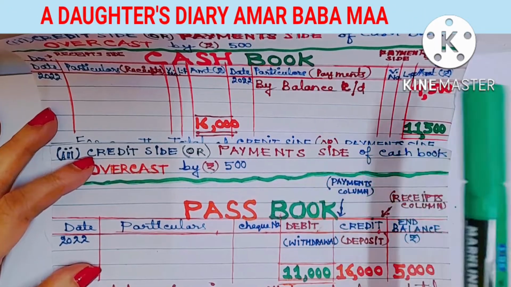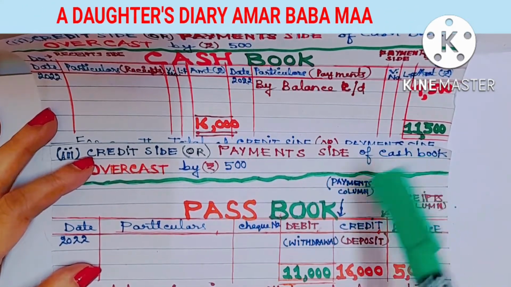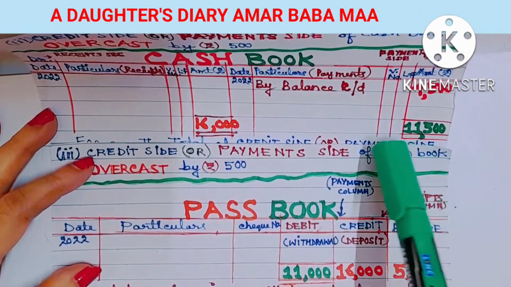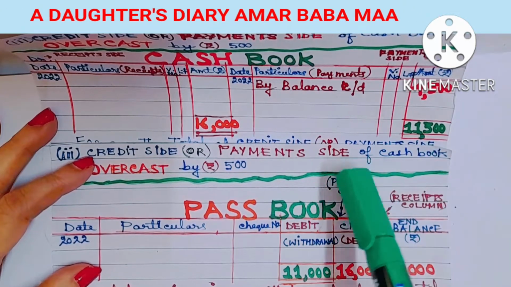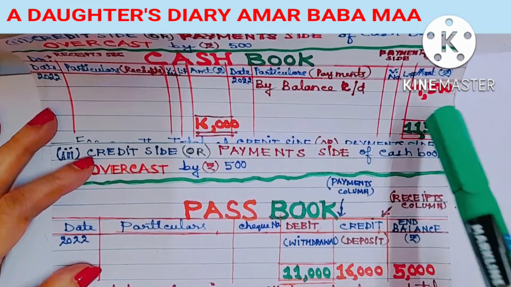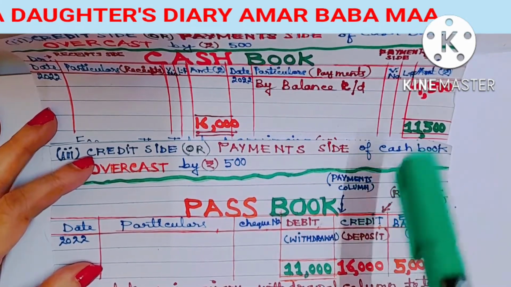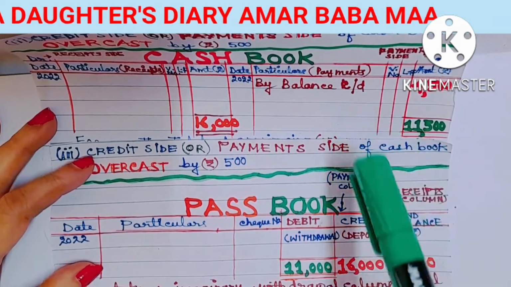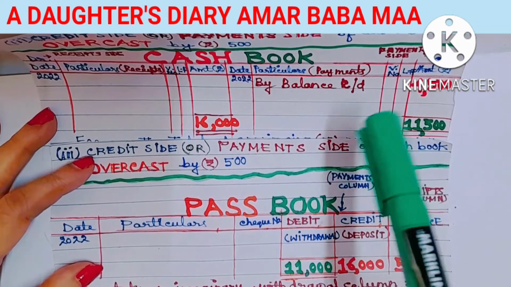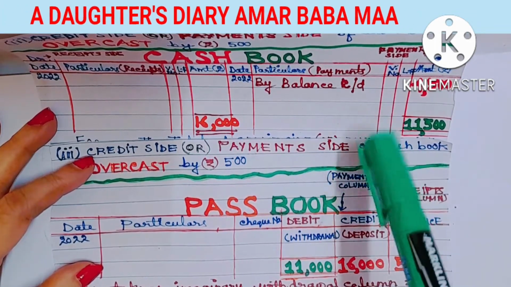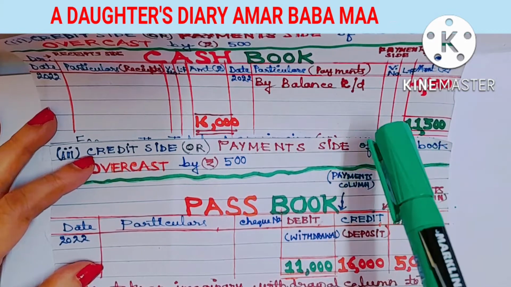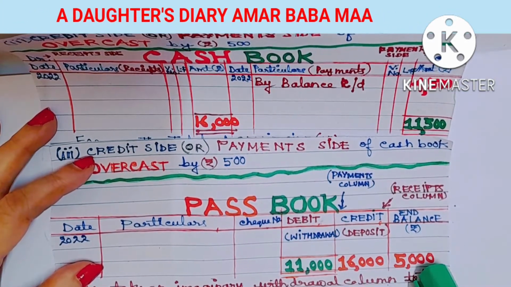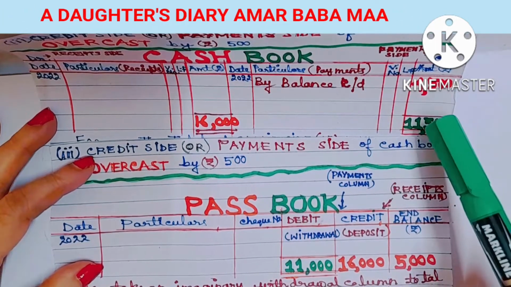Since credit side has been overcast by rupees 500, that is the reason, see the total, 11,500. That is the reason cash book balance is less by 500. Please remember that overcasting of credit side or payment side by rupees 500 of the cash book means cash book balance will be less by rupees 500 in comparison to the passbook balance. সেটাই হয়েছে। Passbook balance কি 5,000, cash book balance কি 4,500.